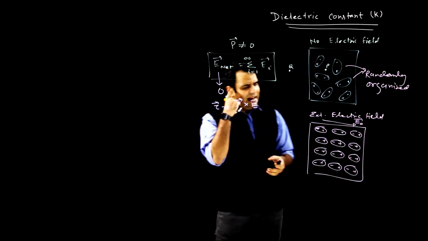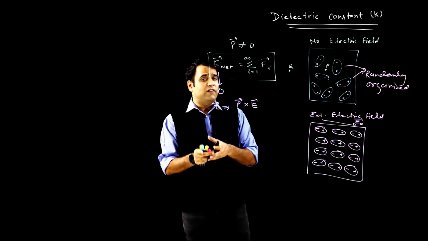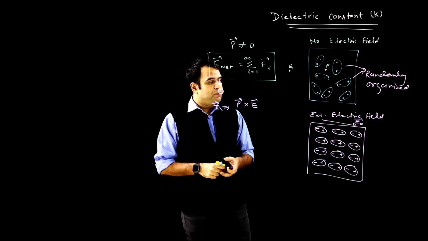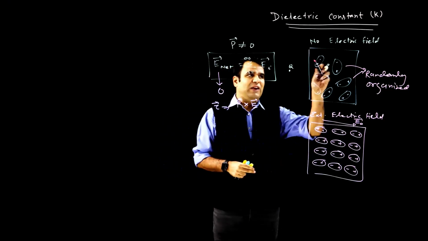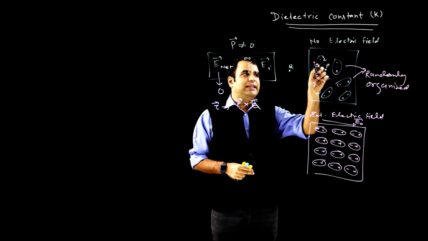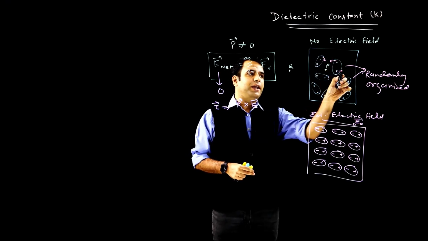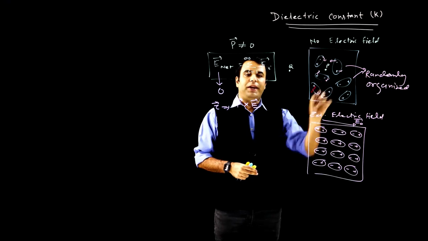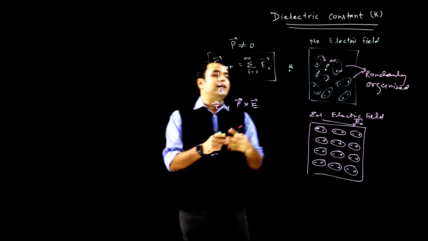In reality, actually they don't become parallel. The net effect of them becomes parallel. So it will happen like there will be some delta theta here, some delta theta 2 will be here, some delta theta 3 will be here. So each and every molecule will tilt a little bit.